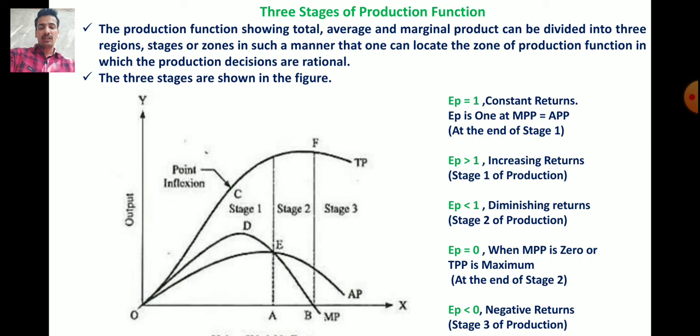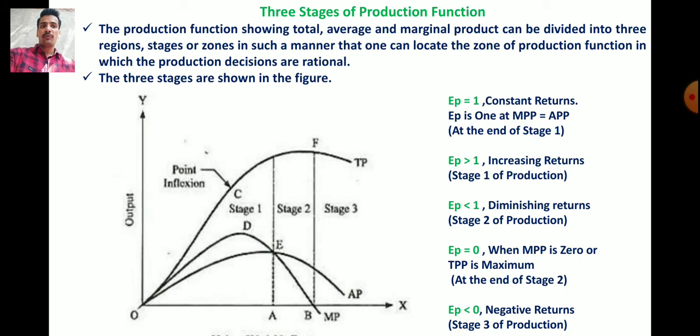In case of AP, average product, in the first stage average product is increasing constantly. Now if we observe the second stage, TP is increasing but at a decreasing rate, AP is decreasing, MP is decreasing. At the end of the second stage, MP is at zero. Now what happens in stage 3? TP declining, AP declining, and MP goes negative. So these are the three stages of production function.